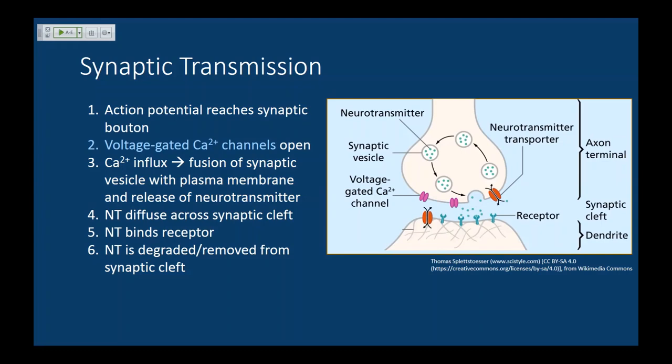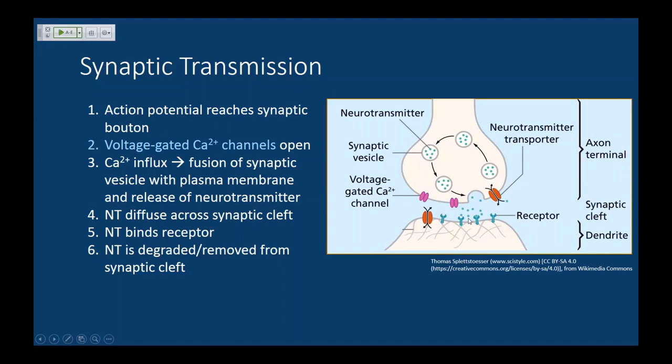And let's talk a little bit about how it works. So the action potential is going to travel down the axon until it reaches the synaptic bouton. At this point, the change in membrane potential is going to open voltage-gated calcium channels. The opening of voltage-gated calcium channels is going to cause the influx of calcium. And the influx of calcium is then going to cause the fusion of these synaptic vesicles with the plasma membrane. So this is going to exocytose, or release, the neurotransmitter that's stored within, which will then be allowed to diffuse across the synaptic cleft, bind its receptor on the next neuron or target cell in series and exert its function.